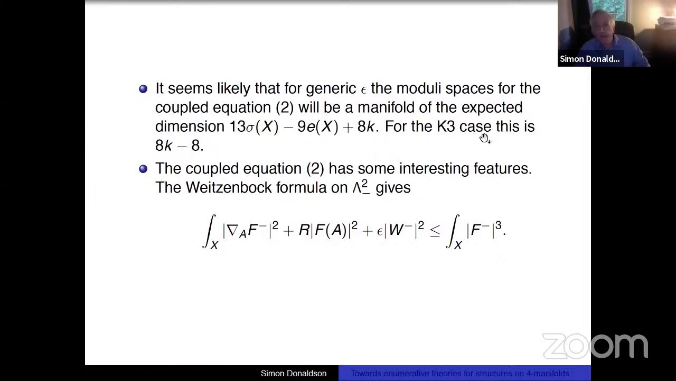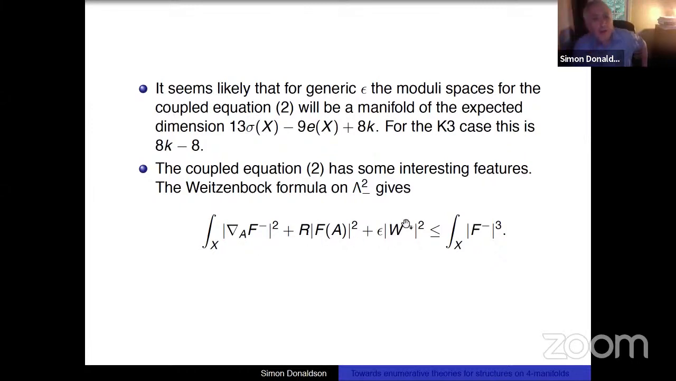For example, if you take SU(2) instantons with Chern class k in the K3 situation, the index for the coupled problem just comes out being 8k minus 8. This coupled equation has some interesting features. You can exploit the Weitzenböck formula on Λ² minus to get a sort of bound of this form for various quantities of interest.